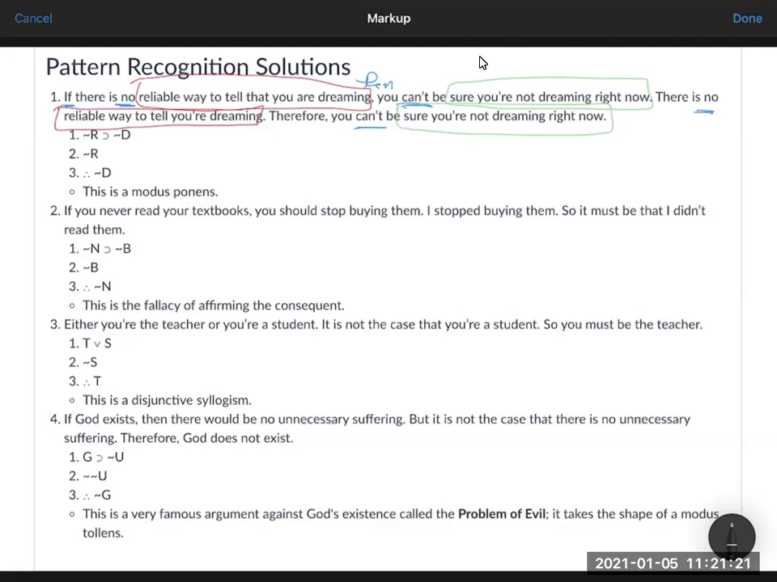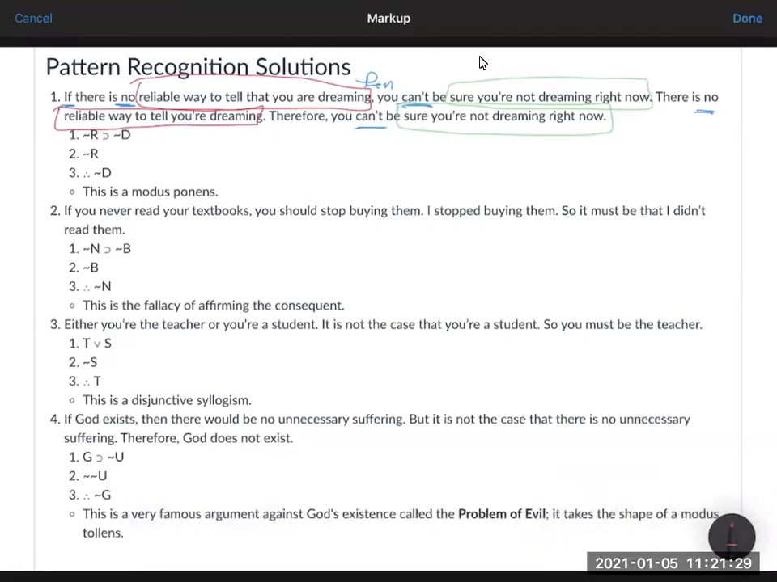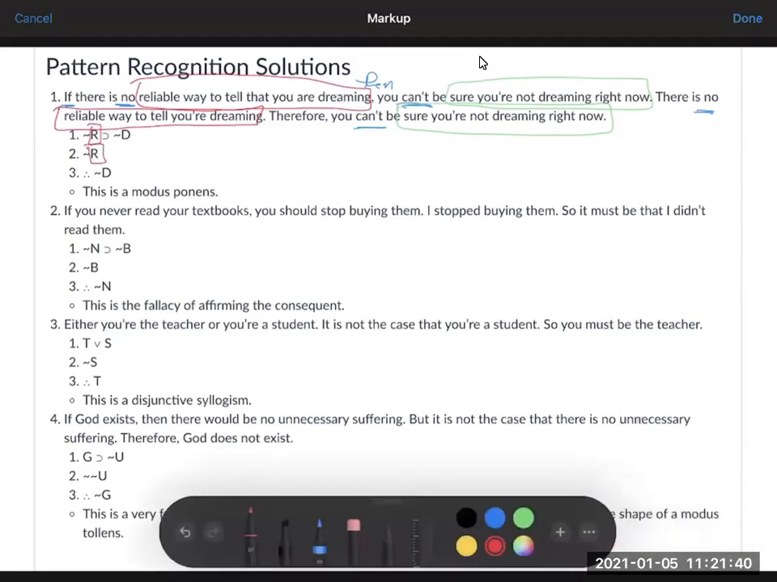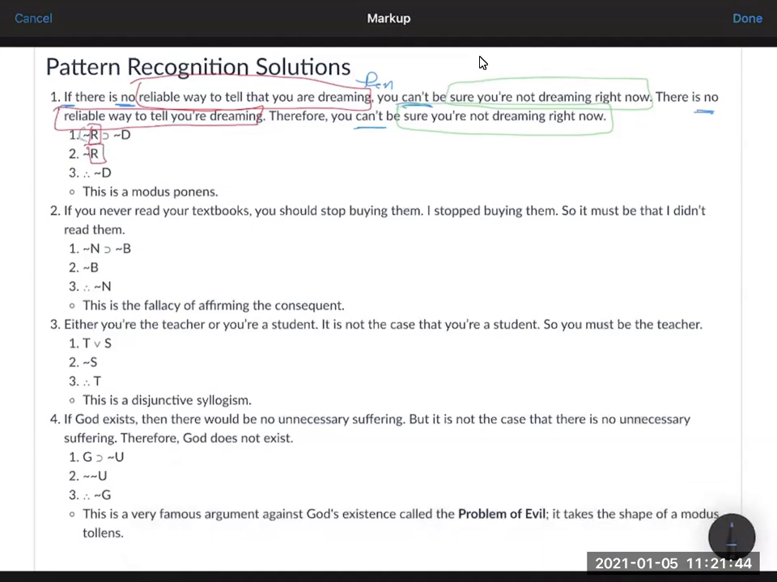This is pretty straightforward. The R is, oops, let me switch over to red here. The R is the red proposition. So the R just simply means there's a reliable way to tell that you're dreaming. The blue, sorry, not the blue, but the no is the tilde, right? So there is no reliable way to tell that you're dreaming.